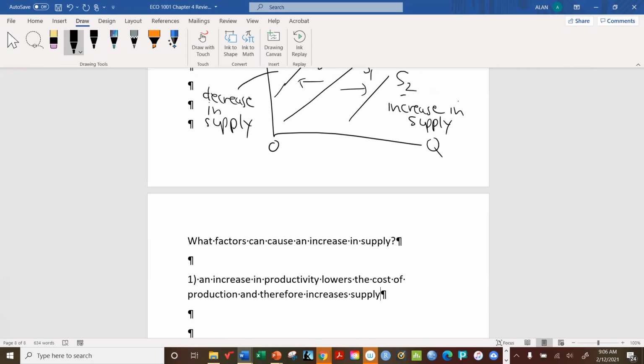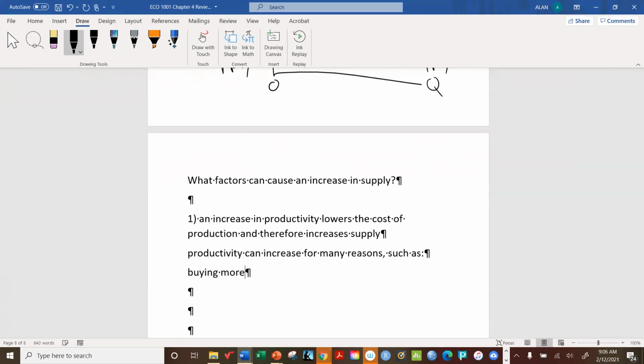Now, there's a lot of reasons why productivity can go up. Productivity can increase for many reasons, such as buying more advanced equipment. Let's say that you're a farmer and you are growing those organic tomatoes and your old equipment is getting very, let's say, beat up, and you buy some new equipment and all of a sudden you can grow a lot more tomatoes than ever before because you have this brand new spectacular equipment that you didn't have before.